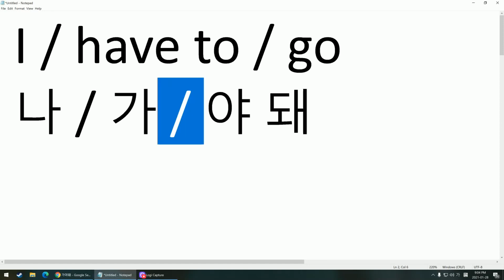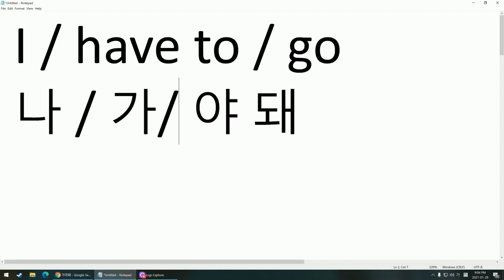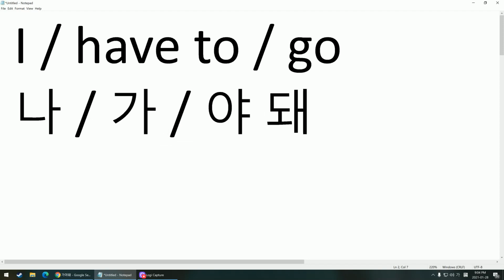Normally when they're written, it would be spelt differently, but I'm just trying to split it up so you can see the individual parts. So this is like have to, and this is like go.